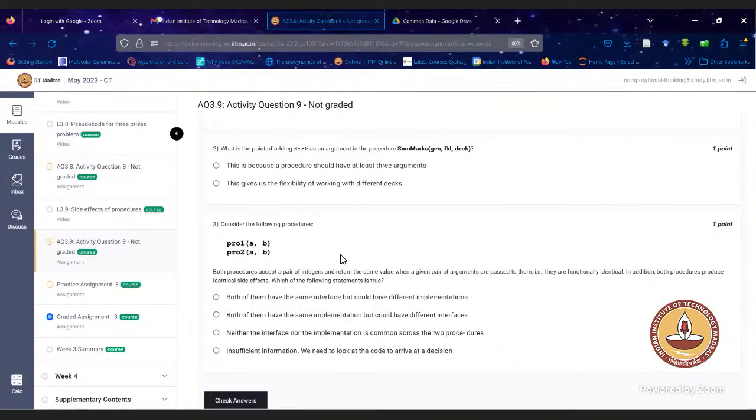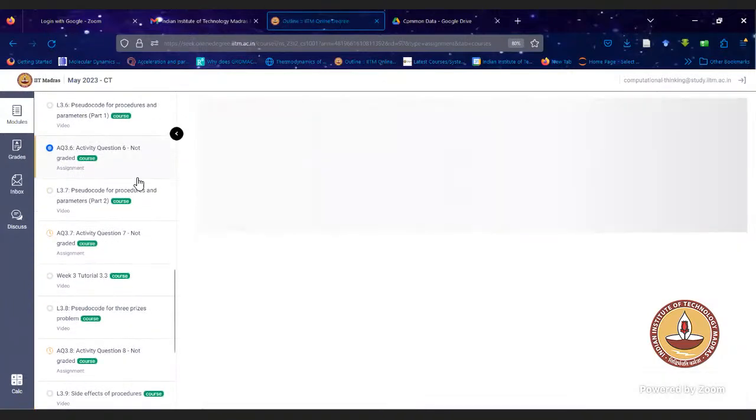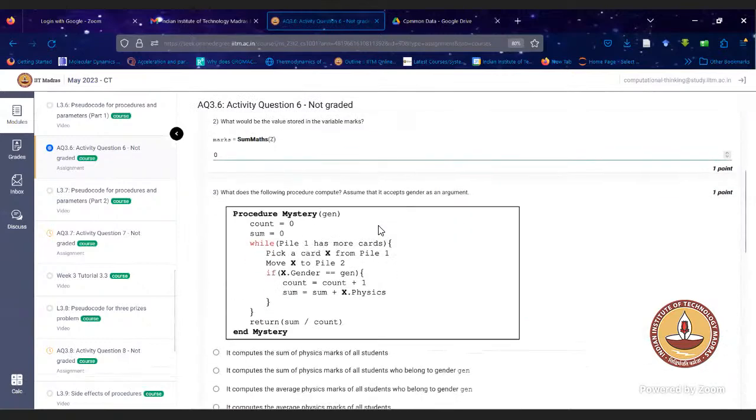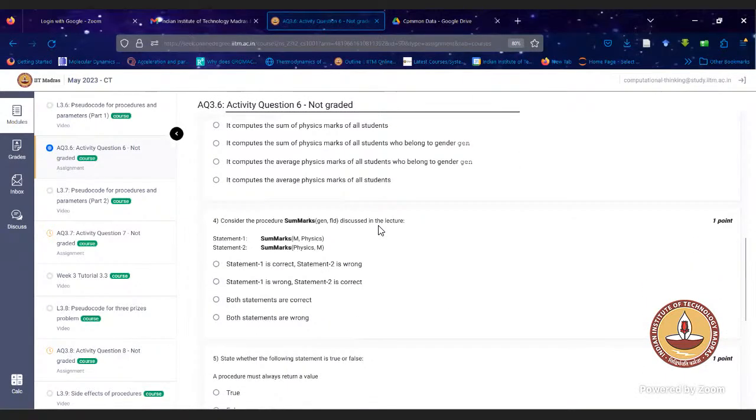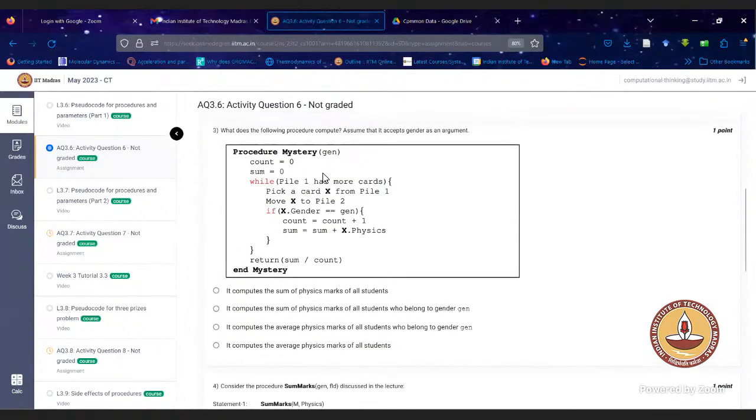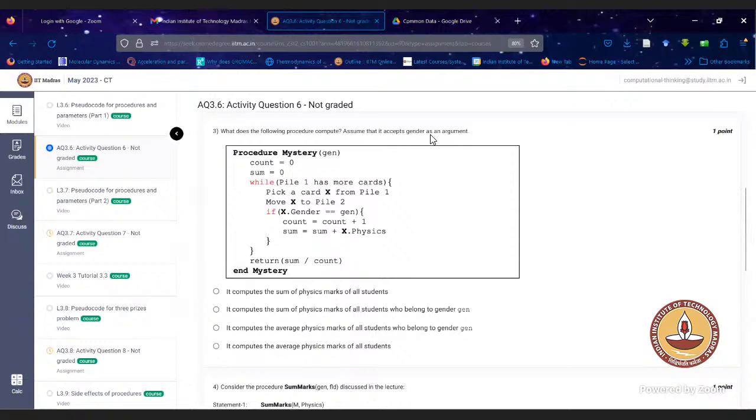Raghav, can you also explain activity question 3.6, question 3? Okay, I'll get back to the interface procedure. Question 3, did we not go through that already? Question number 3, this one: what does the following procedure compute? Assume that it accepts gender as an argument. Okay, so what is your question in this?